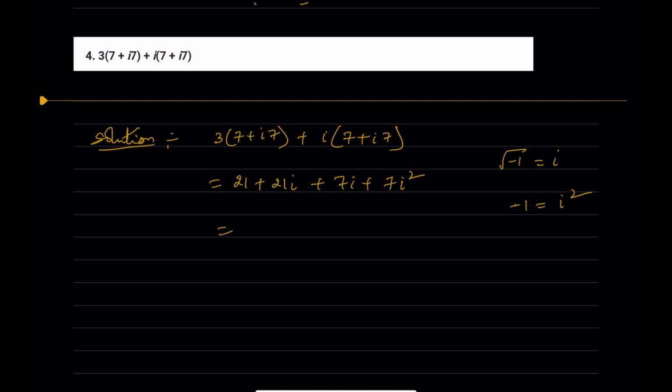So here now you will get 21. All the like terms you can add over here. So 28i when you are adding these two, plus 7 into minus 1, because iota square is equal to minus 1. So now here 21 plus 28i minus 7. When you are subtracting over here, you are going to get 14 plus 28i as the answer.